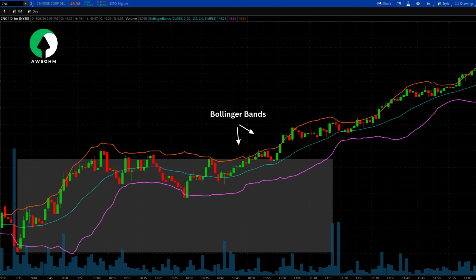Change of character, CHoCH. This is the first signal of a potential trend reversal. It happens when price breaks the previous swing low in an uptrend or the previous swing high in a downtrend. It suggests that the dominant side has lost its grip on the market.